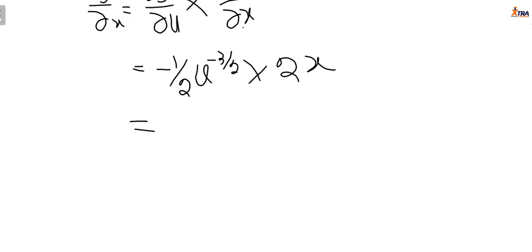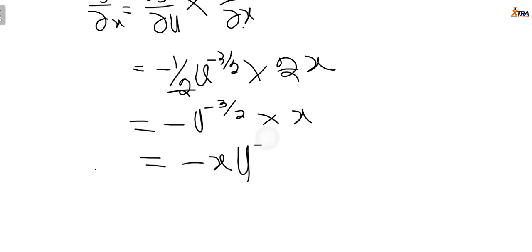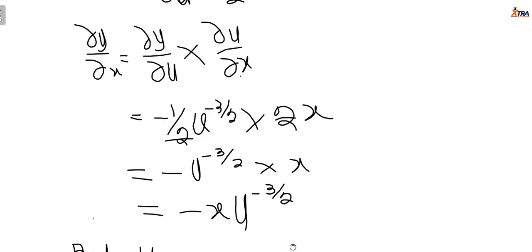Now let's simplify this. We have minus 1 over 2 times 2x, so this 2 cancels this 2. We have minus x times u raised to the power minus 3 over 2. But our u equals what?